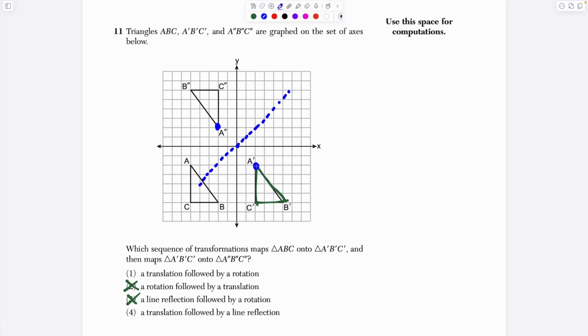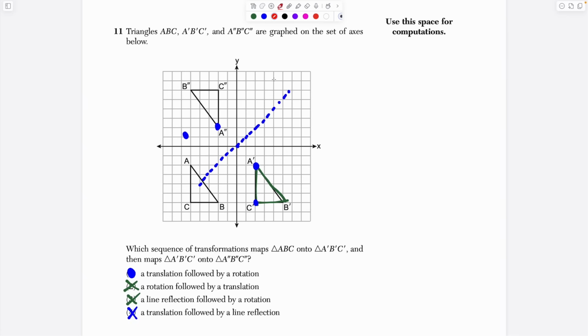That would also get A prime to A double prime. However, if we went to do a line reflection over that same line of this point here, C prime, that would send us somewhere in this neighborhood over here. If we reflect over that line, it would miss C double prime. So the line reflection here is not looking good, and choice 1 is looking even better.